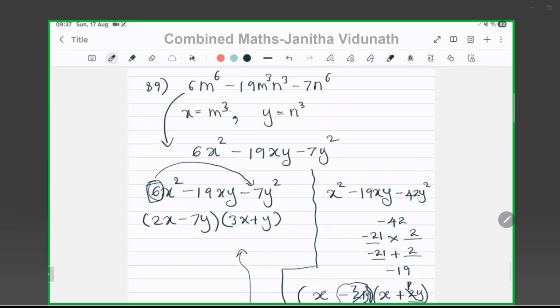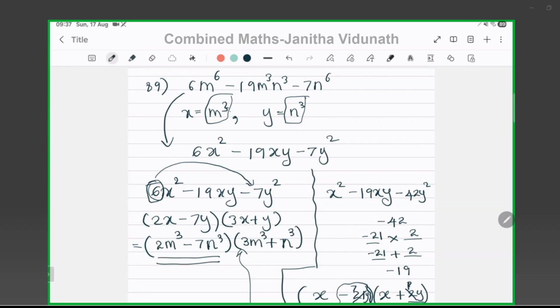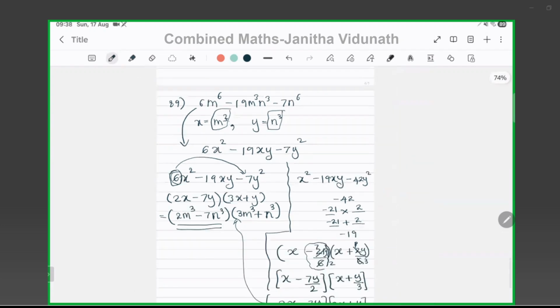Then we need to get back our x as m to the power 3 and y as n to the power 3. Then we get our final answer as 2 times m cube minus 7 times n cube and 3 times m cube plus n cube. Okay, this is the final answer for the question. Okay, I will give 1 minute to write this down also.